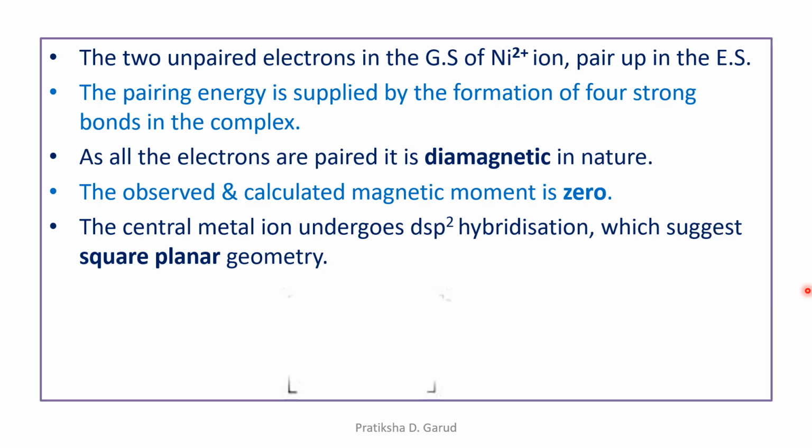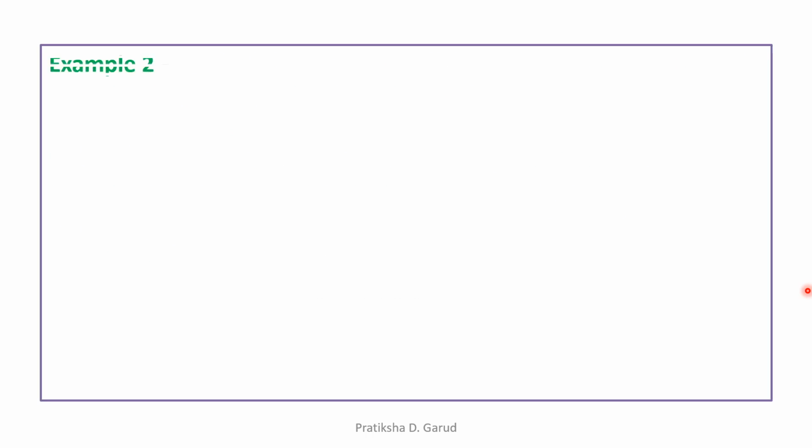And the square planar geometry here for this complex ion is: at the center we are having the nickel, surrounded by the four cyanide ligands, which have the charge 2 minus. So this is the square planar geometry for the [Ni(CN)4]2-. So this is the first example. Then we are having the second example. Second example is the [Cu(NH3)4]2+ ion.